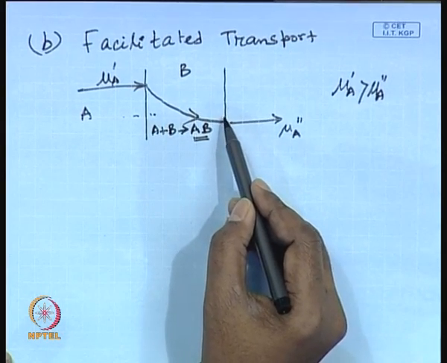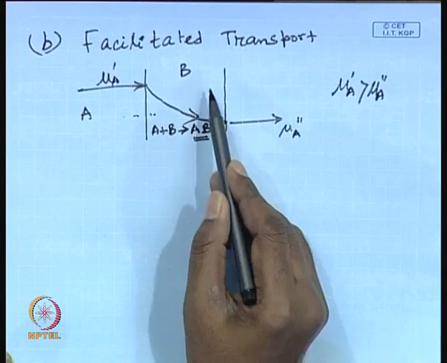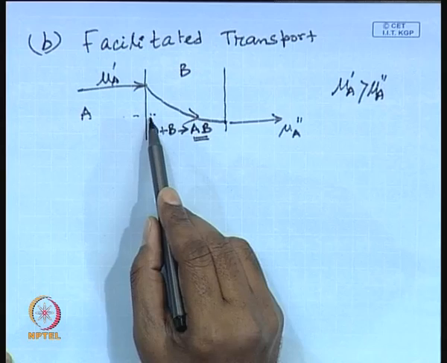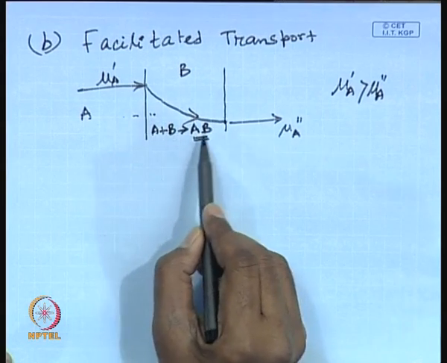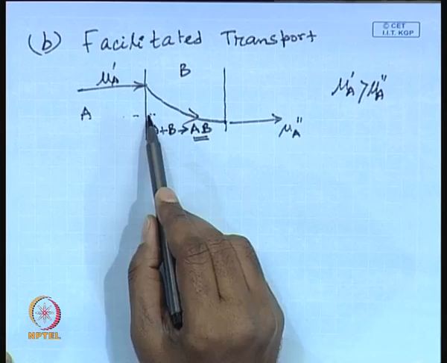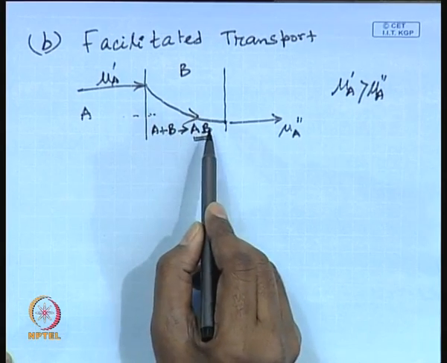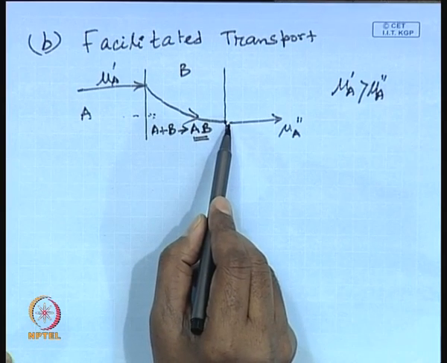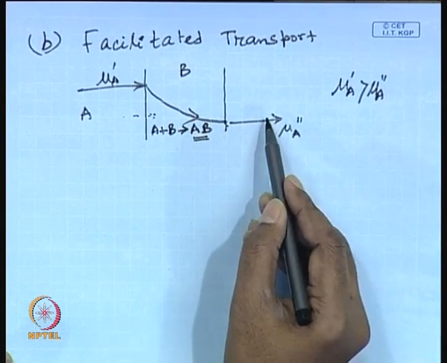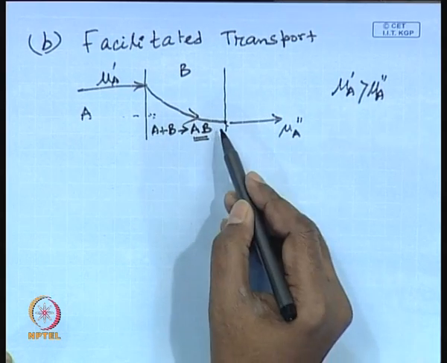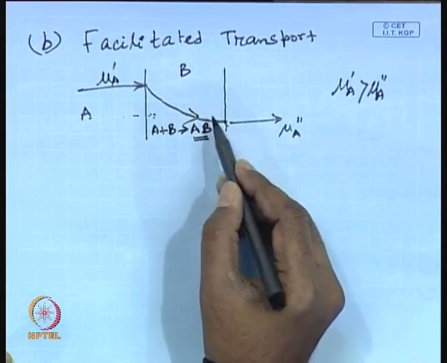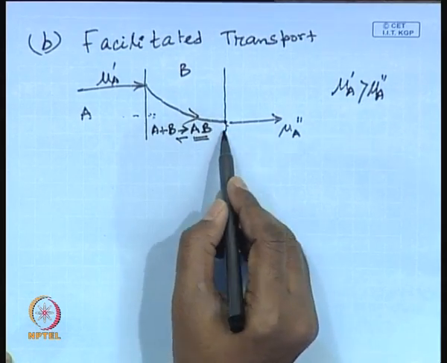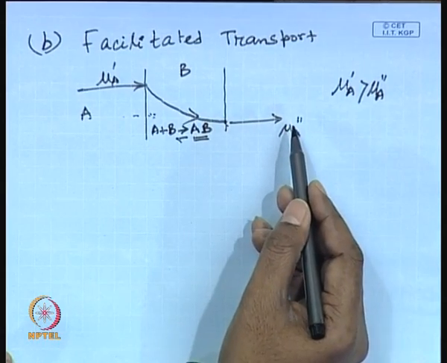Now, in the downstream, there is no A present at all in the membrane phase. So, there exists a steep concentration gradient of species A in the polymer phase, from the feed side to the permeate side. Because of this concentration driving force, the species will be transported towards the permeate side, and in the permeate side there is no A present. So, again it will be dissolved. Basically, the complex AB again breaks down. This is a reversible one. The complex AB breaks down and the species A gets transported to the permeate side.